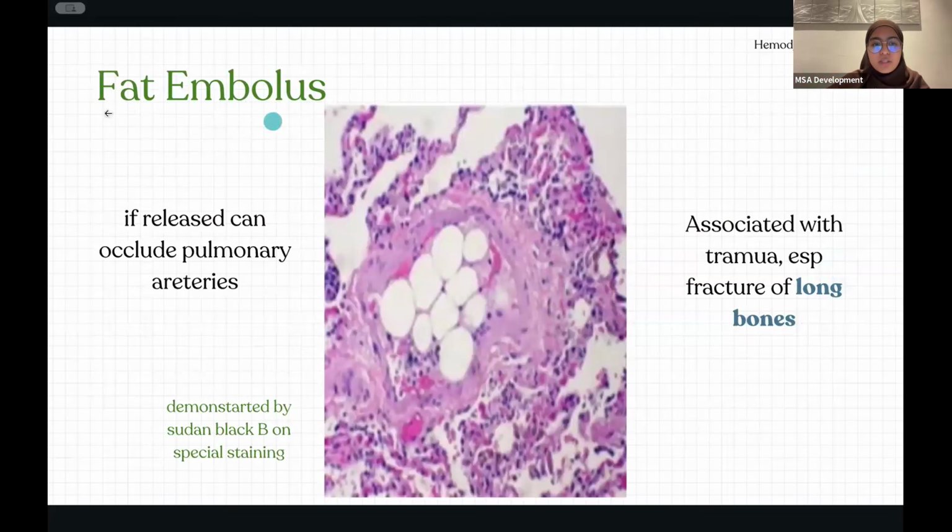Moving on to fat embolus. This was also in the past. Fat embolus usually is associated with trauma, especially fracture of long bones. Why long bones? Because long bones have a lot of fat.